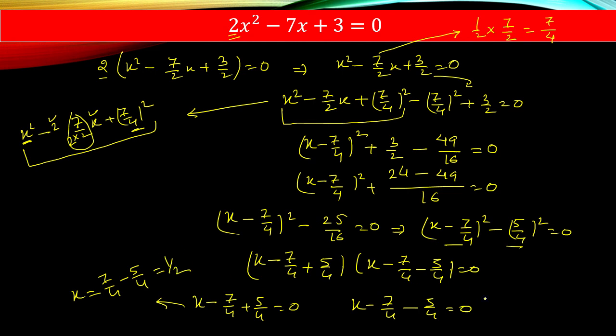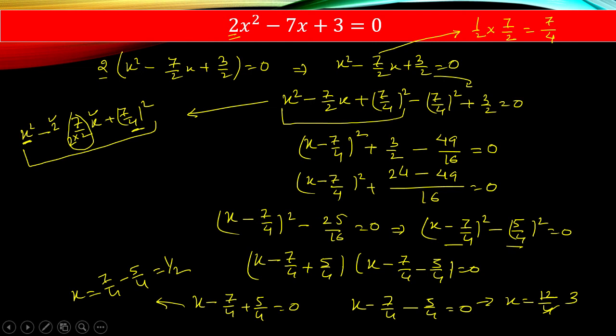If we transfer 7 by 4 towards the right side and 5 by 4 towards the right side, we find x is equal to 7 by 4 positive, 5 by 4 positive, that is 12 by 4, and so the final second root is 3.